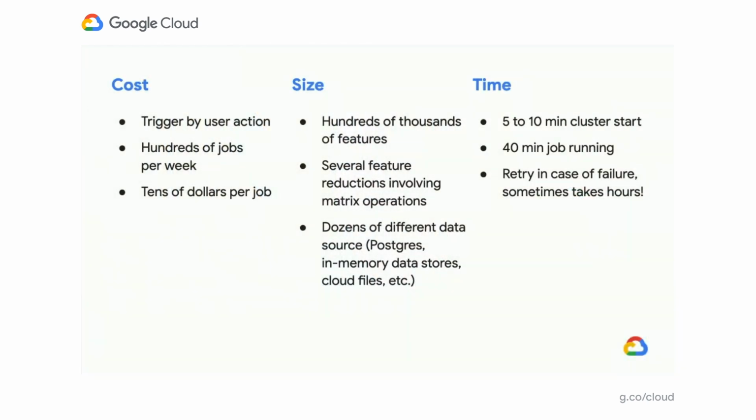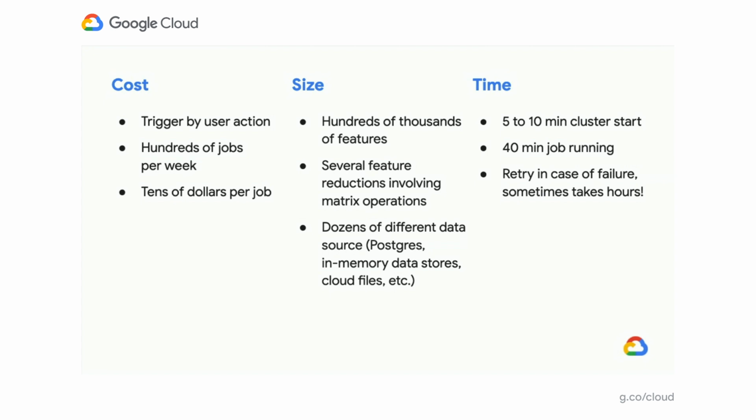So a new model has to be trained whenever a user pushes the button. This means we have to support hundreds, if not thousands, of jobs per week. And the cost was something like dozens of dollars per job. In terms of size, the features include intent keywords, company firmographics, job titles, and other B2B signals. Basically, thousands of dimensions that we reduce using techniques like matrix factorization.